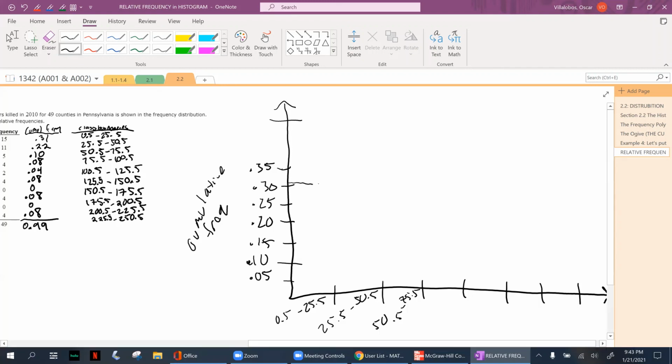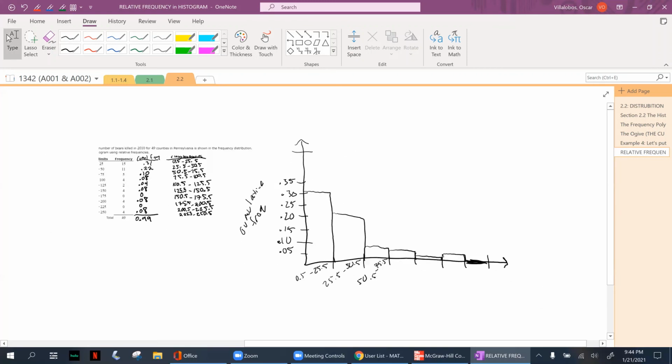Ooh, that's nice. Somewhere up there, right? The second one is 0.22, somewhere about there, right? The other one is 0.10. Ooh, much lower. The other one is 0.08, a little bit higher, but not that much. 0.04. Ooh, much lower. 0.08 again. That's awesome. 0. Ooh, there's nothing there, right?